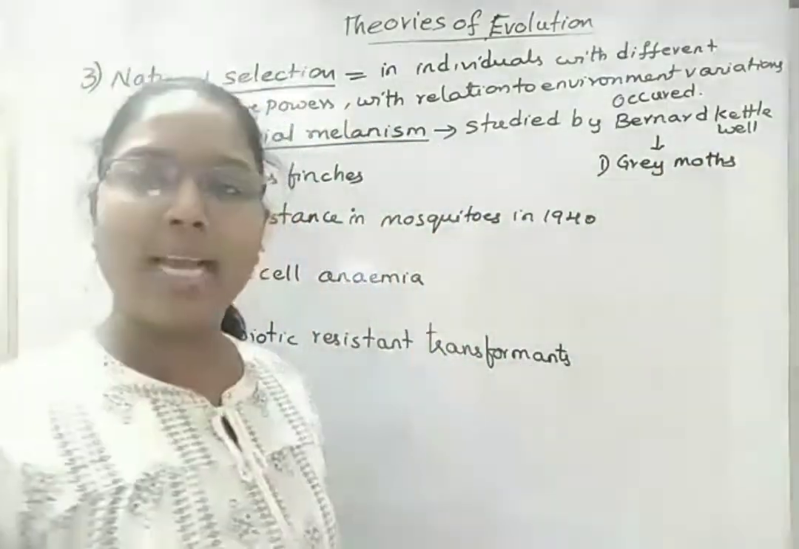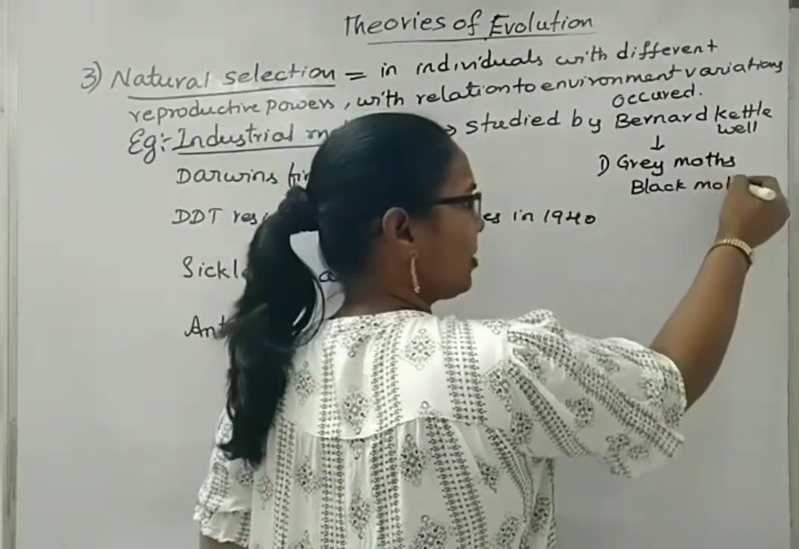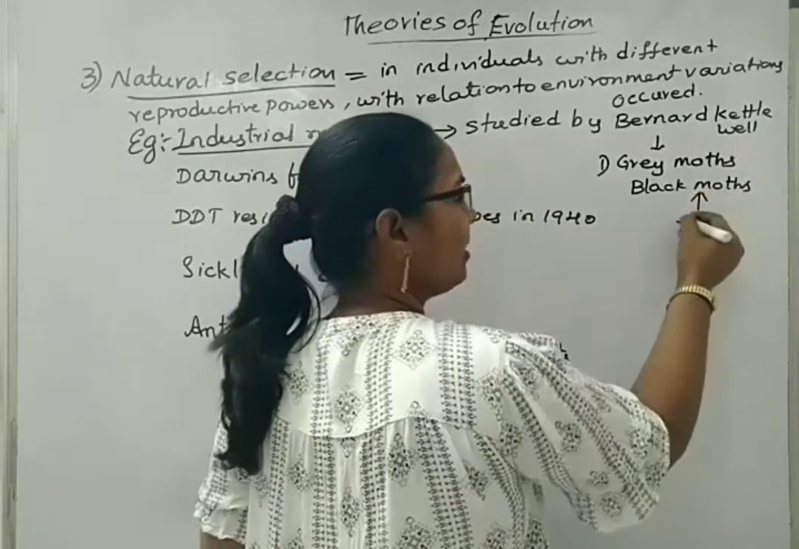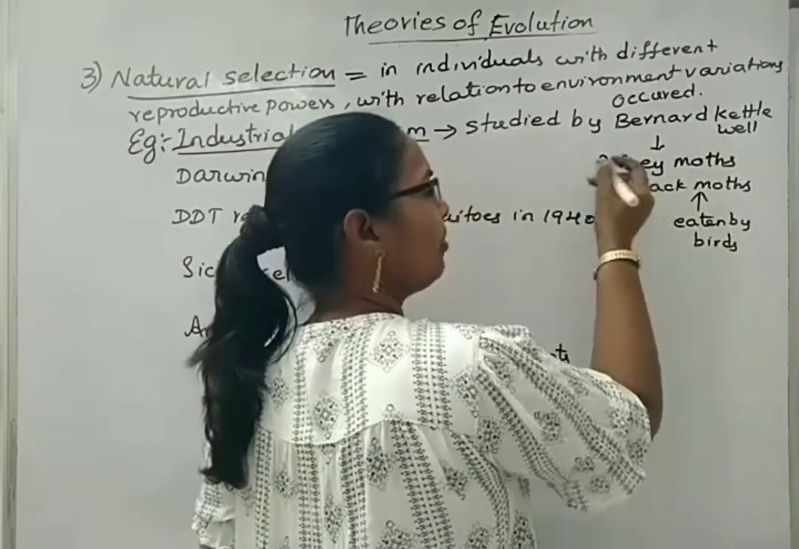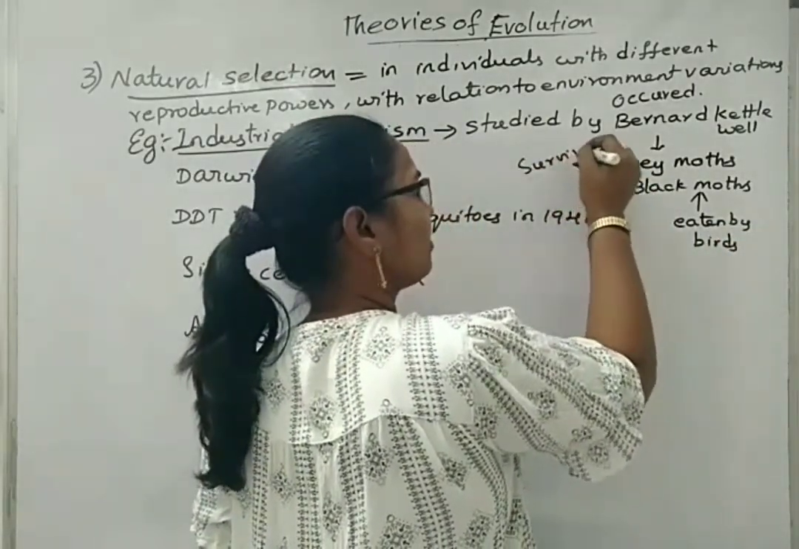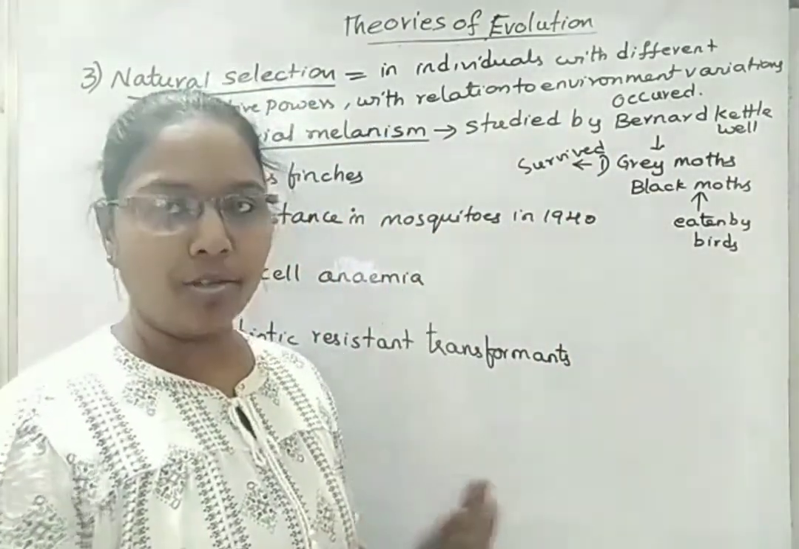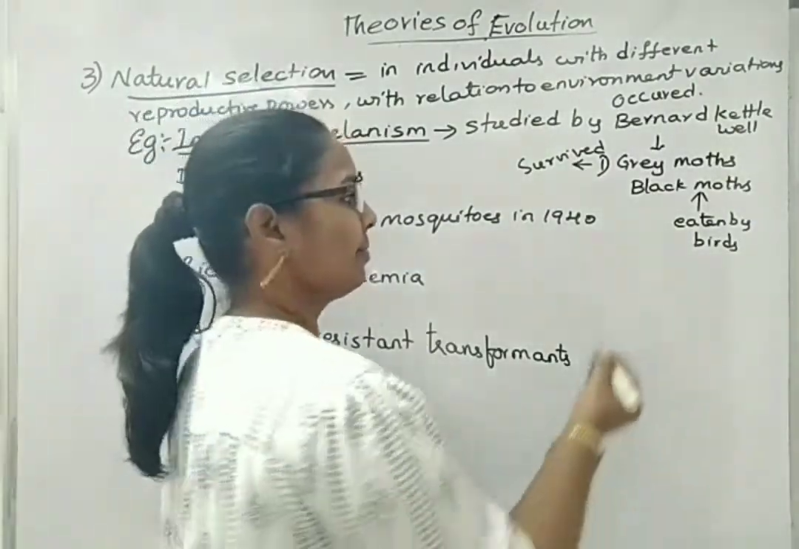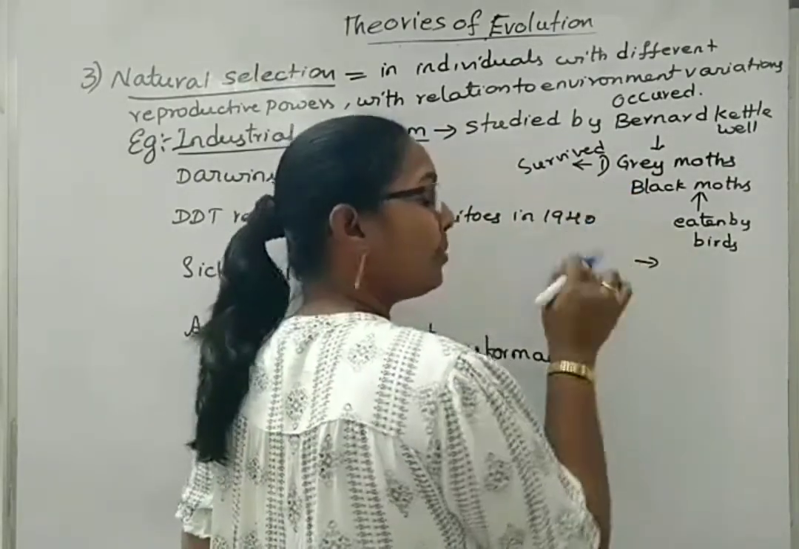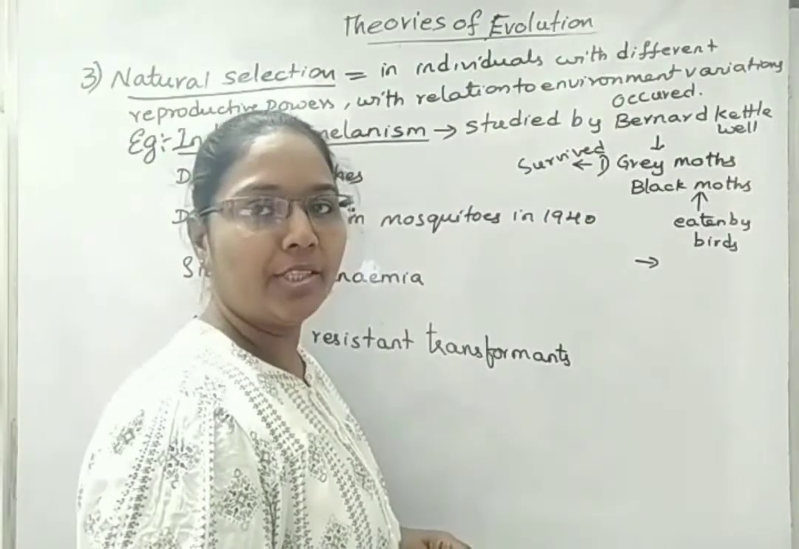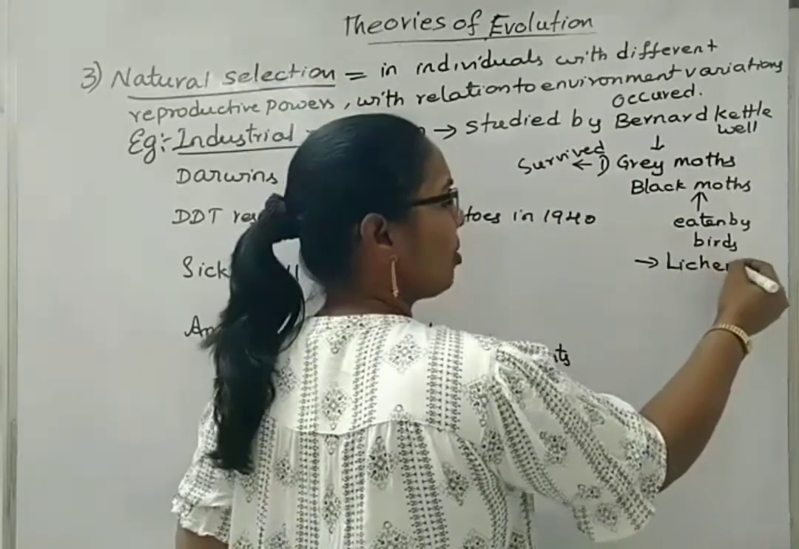First, grey colored moths existed. If any variation happened and black color moths arose, then they were eaten by birds. But grey color moths survived. During that initial time, lichens also existed on the trees and in the environment. So at this time, when grey colored moths initially existed, black colored moths, if formed by mutation or any variation, got predated by the birds.